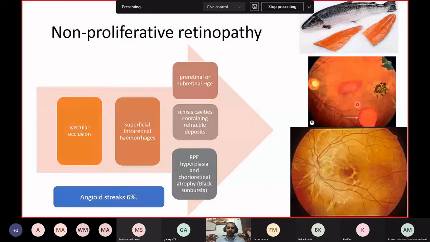And there may be some schisis cavities with refractile deposits or some retinal pigment epithelial hyperplasia like this one. This represents an area that had hemorrhage before, the hemorrhage absorbed, and there is retinal pigment epithelial hyperplasia giving rise to what we call the black sunbursts. So they have this appearance.